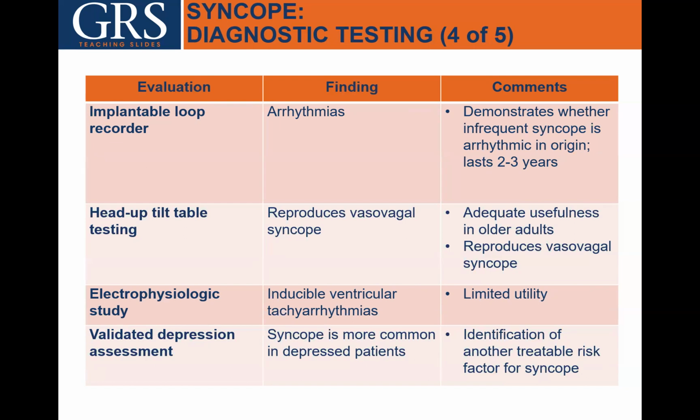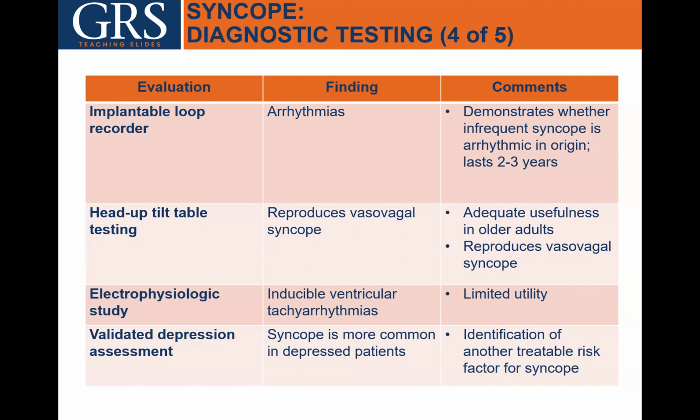And also head-up tilt table testing. This can identify if the patient has vasovagal syncope, and it's very useful in older adults. Electrophysiology study can induce VT, but this one is really limited in use unless the patient has a life-threatening arrhythmia, or has a lot of symptoms because of arrhythmia, like syncope, dizziness, headache, shortness of breath.